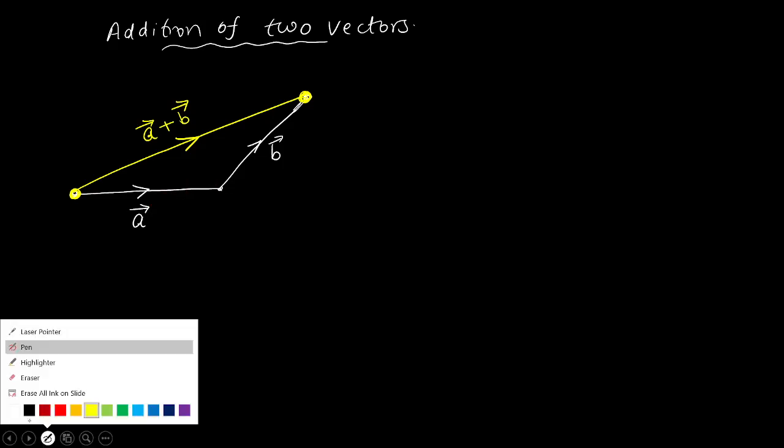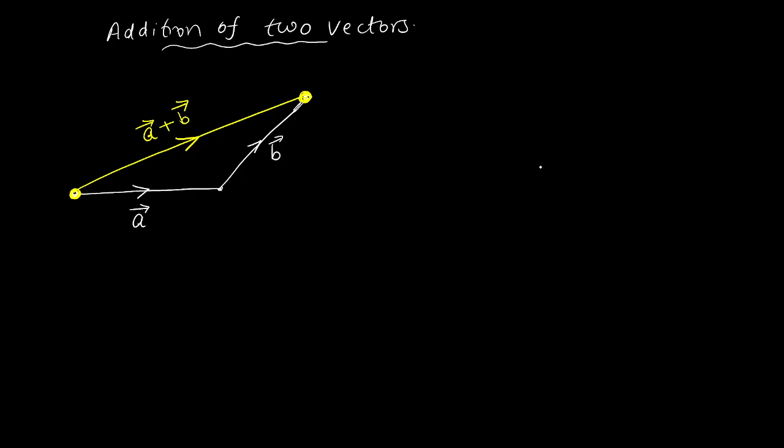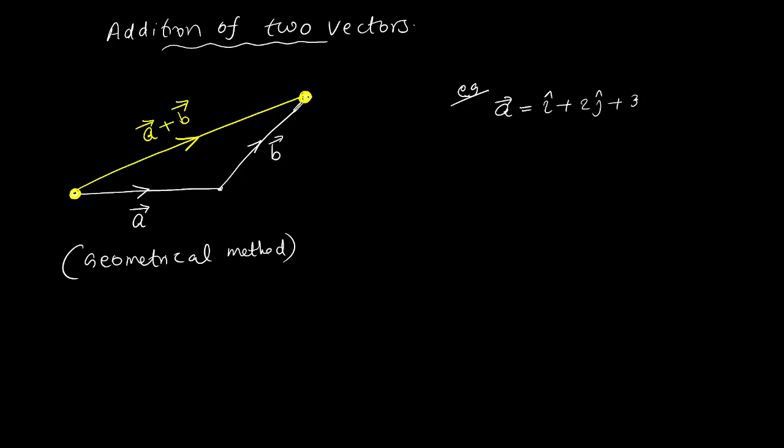So in this way we can add geometrically. This is the geometrical method of vector addition. But if the vectors are given in terms of ijk, this diagram is not required. For example, say A equal to i plus 2j plus 3k meter, just like a helicopter movement. Initially the helicopter has got a displacement A. Later the helicopter got another displacement, say, 2i plus 5j plus 9k.